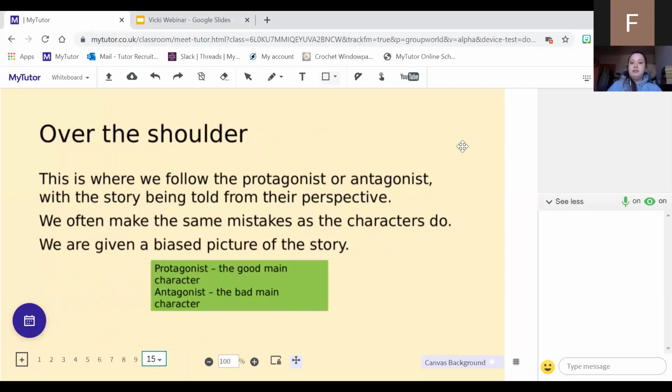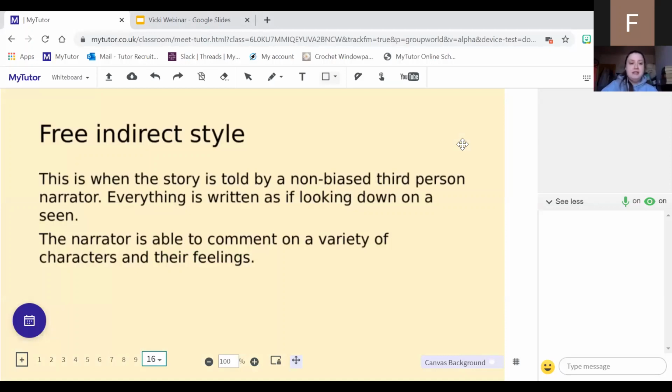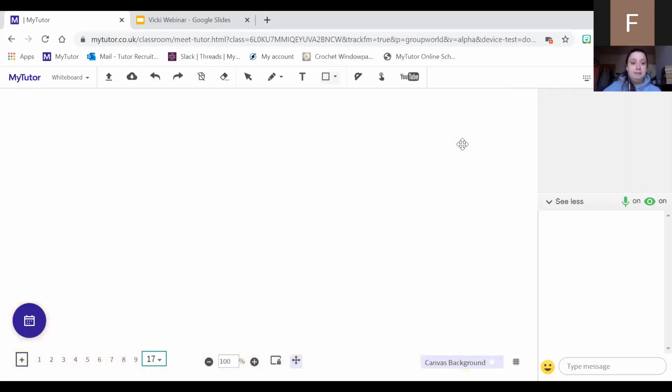We talked about this over the shoulder now. So this comes back very nicely to the unreliability. So are we looking over the shoulder of the protagonist, so that's the good main character, or the antagonist? Therefore, do we have a biased picture, biased story? If so, why? Are we making the same mistakes? So it's definitely something to consider. And then free direct, which comments on a variety of people, characters, themes, ideas, and is non-biased, basically.